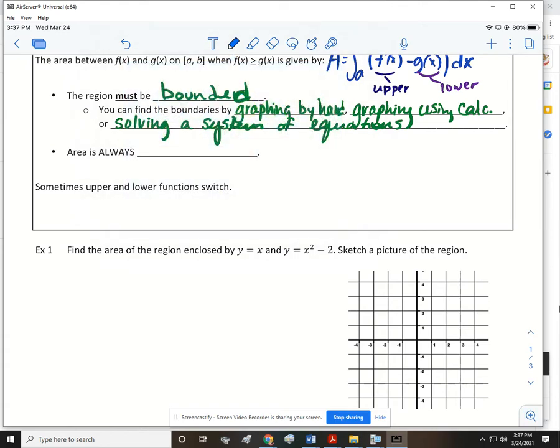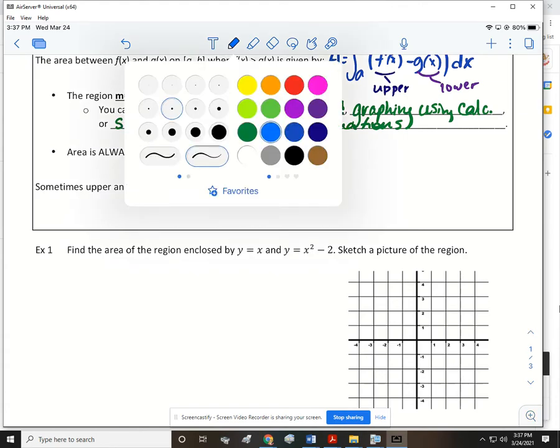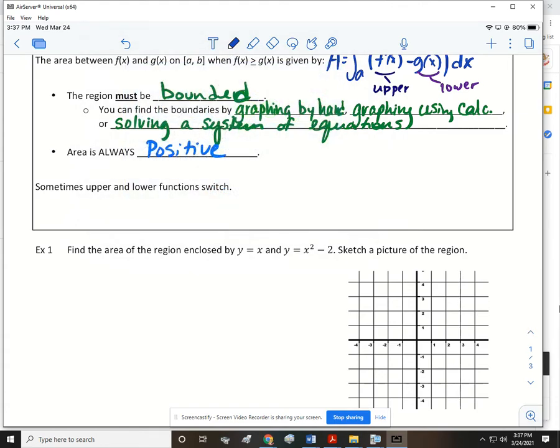All right. Now, another thing I need you all to remember is that area is always positive. So if you do these area problems and your integral gives you a negative area, it means that you must have got the upper and lower functions mixed up, or you made a mistake somewhere in your integration.